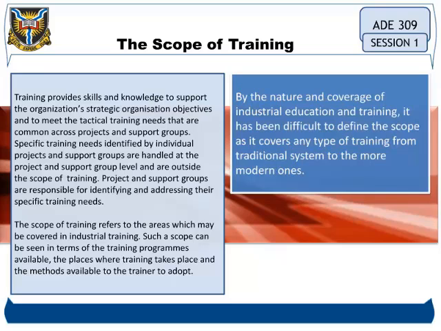The scope of training refers to the areas which may be covered in industrial training. Such a scope can be seen in terms of the training programs available, the places where training takes place, and the methods available to the trainer to adopt. By the nature and coverage of industrial education and training, it has been difficult to define the scope as it covers any type of training from traditional systems to the more modern ones.